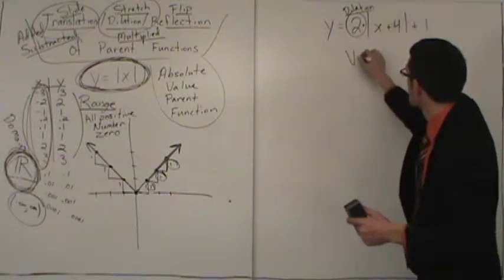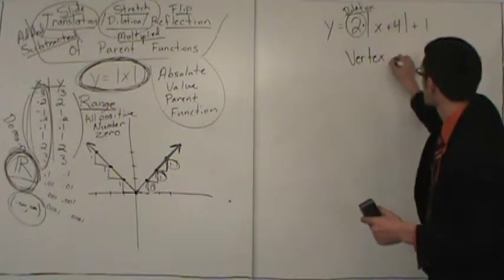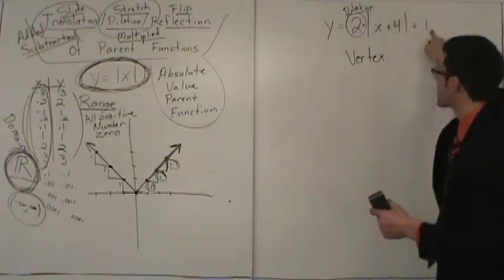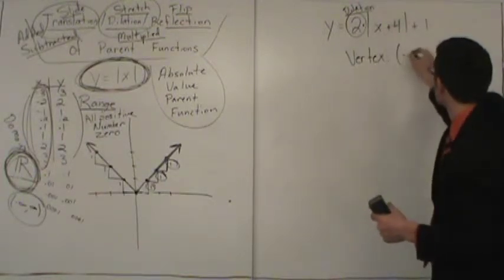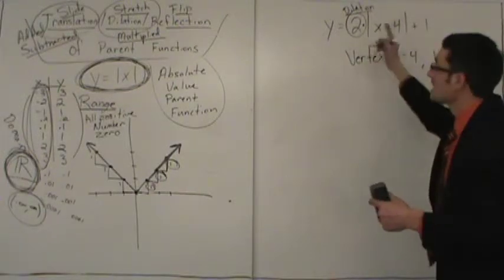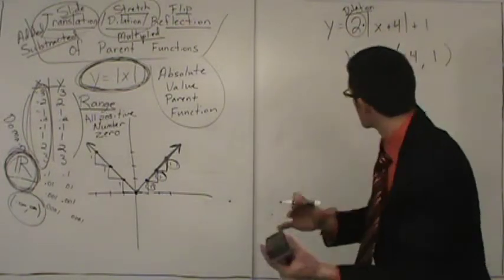So I want you guys to write vertex. And the vertex is the opposite of what's inside and exactly what you see on the outside. The opposite of what's inside. So the opposite of 4 is what? Negative 4. And exactly what you see on the outside is what? Positive 1.